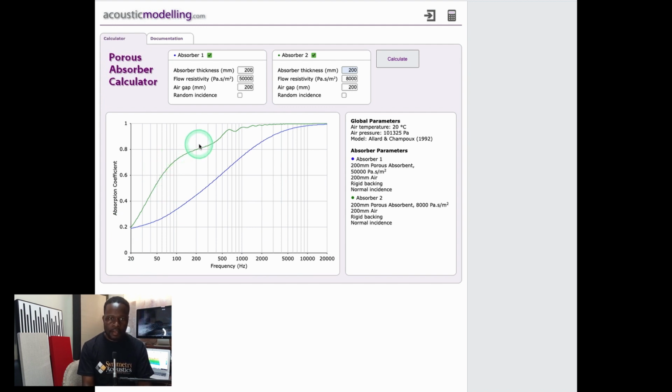So these are some of the factors that we need to take into account before we build a bass trap, because they can look the same but the performance is totally different. Now let's take a look at the air gap behind the panel.